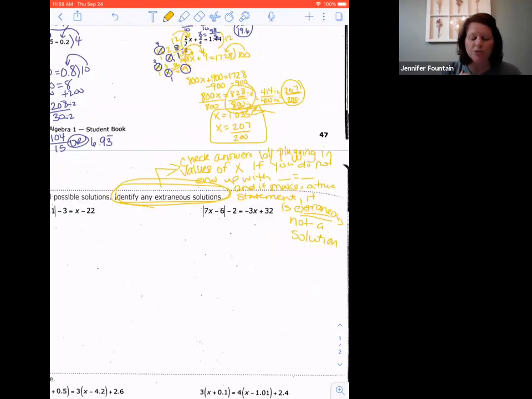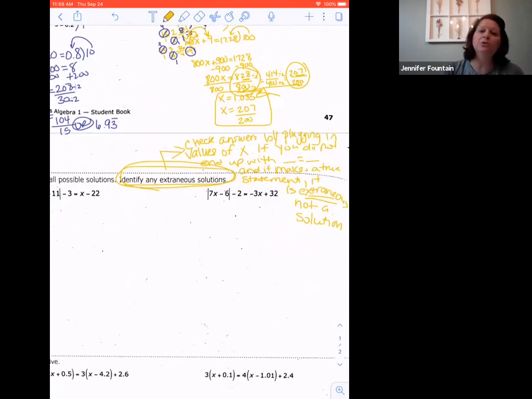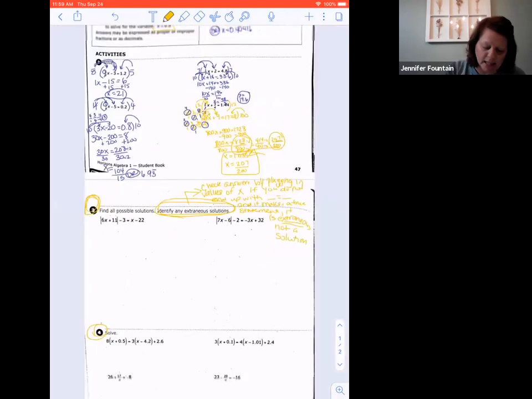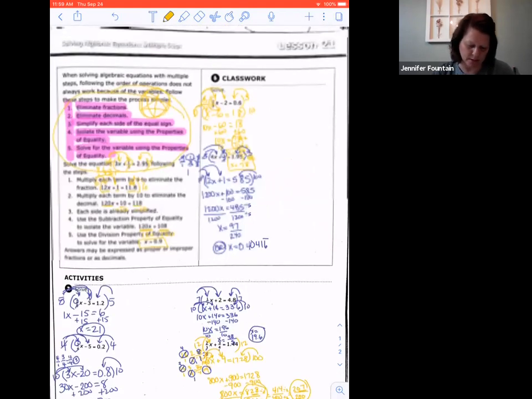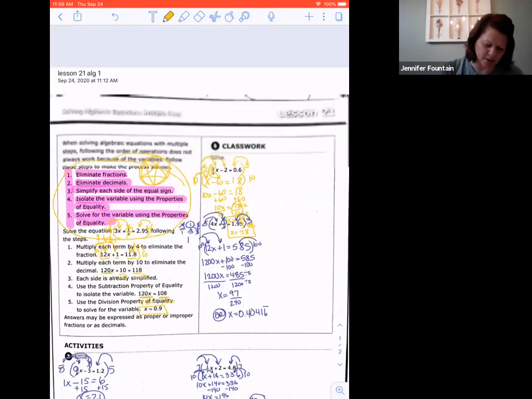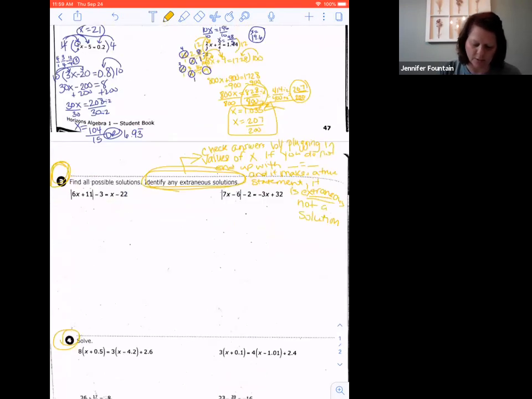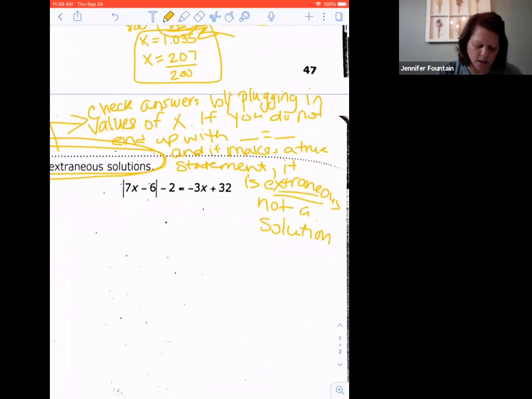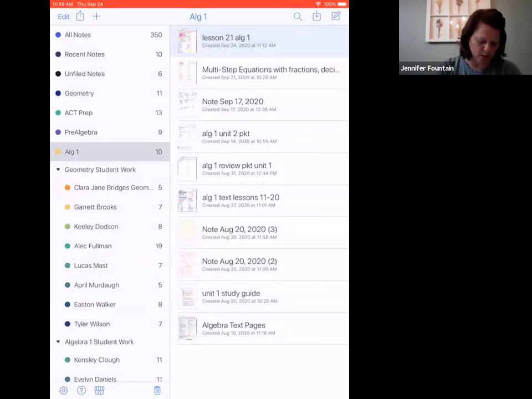Okay, so that means you're going to work the problem. Then when you get your answer, you plug it back in like I did. Where did I do that? Let's see, that was absolute values. Let me flip back. I'll go ahead and leave this here for a minute for y'all to read. Check your answers by plugging in the values of X that you're able to solve for. If you do not end up with something equals something and it makes a true statement, it's extraneous, and extraneous means it's not a solution. So real quick, let me flip back over to lesson 20.